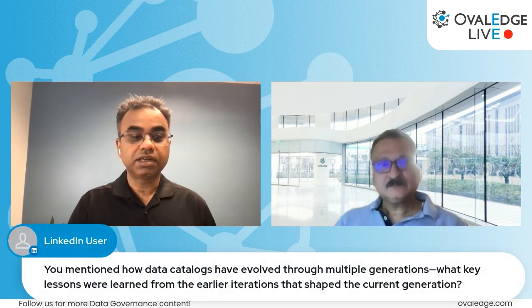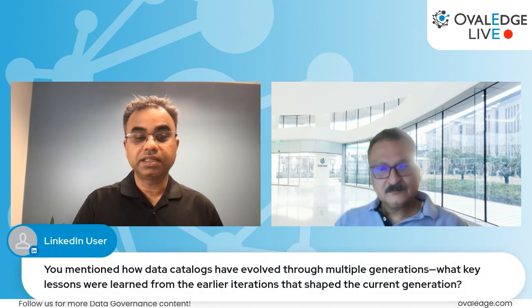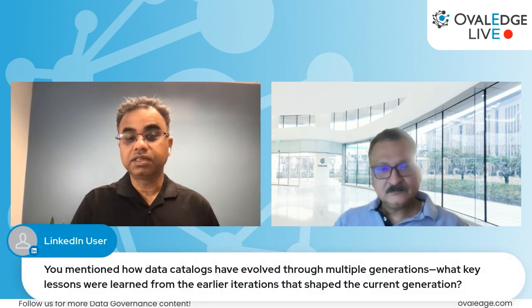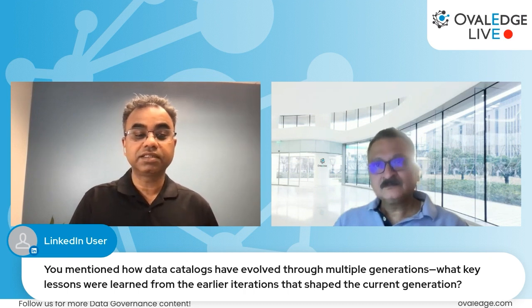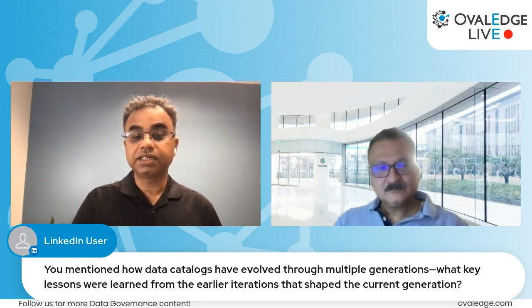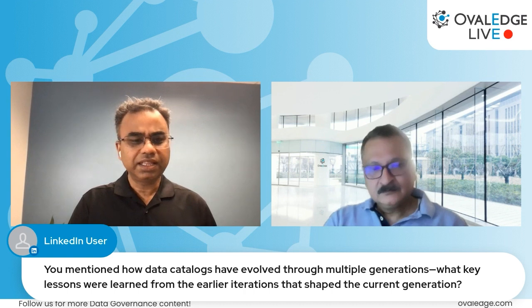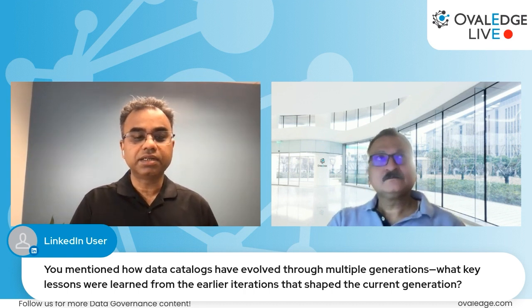This is a very good question. You mentioned that the data catalog has evolved through multiple generations. What are the key lessons learned from earlier iterations that shaped the current generation? I think we already talked about it quite a bit.